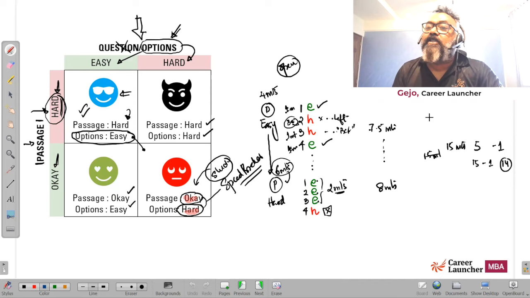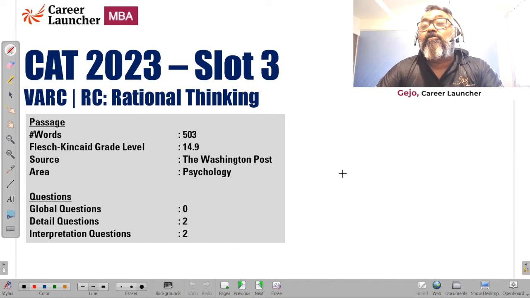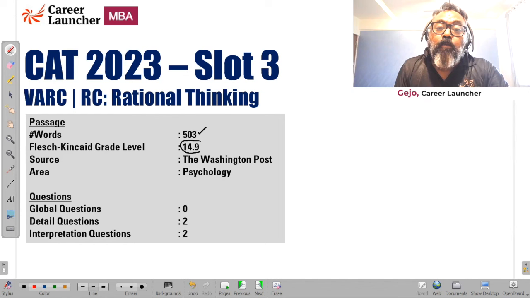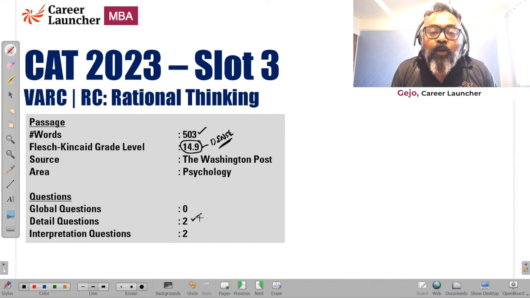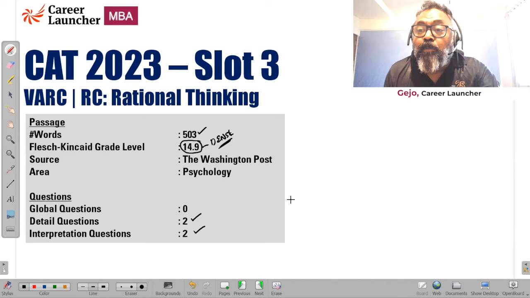CAT 2023, slot number 3, the VRC passage on rational thinking. This was final in 3 words. The grade level is 14.9, so we can consider it to be a dense passage. This is from the Washington Post on psychology. That's a broad area. We've got 2 detailed questions, 2 interpretation questions. There is no sort of global main area question. Let's have a look at this particular passage and see what this is all about.